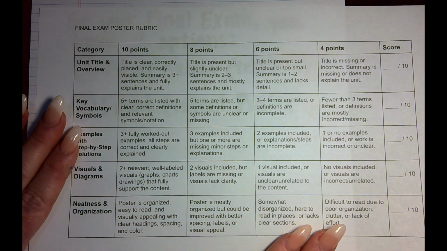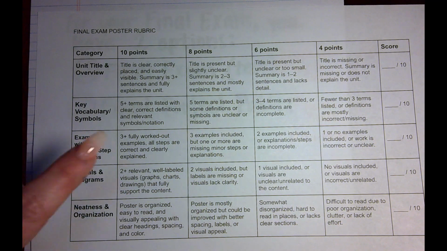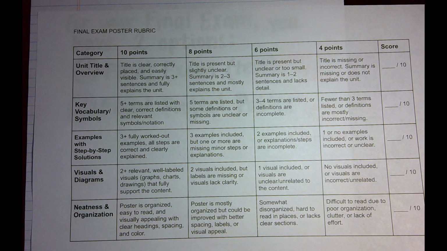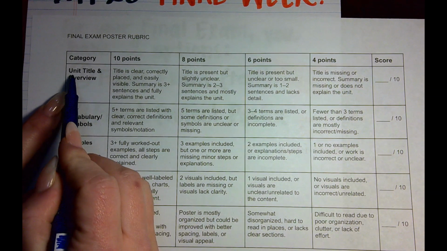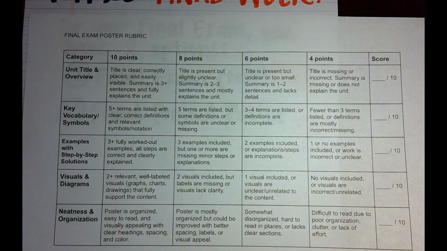With this rubric, you will be able to tell about what grade you're going to get on the final based off of how you follow this. So the first thing that we are looking at is a unit title and overview. Basically, you will decide one unit that we covered, so you can either talk about equations, inequalities, or positive and negative rules.